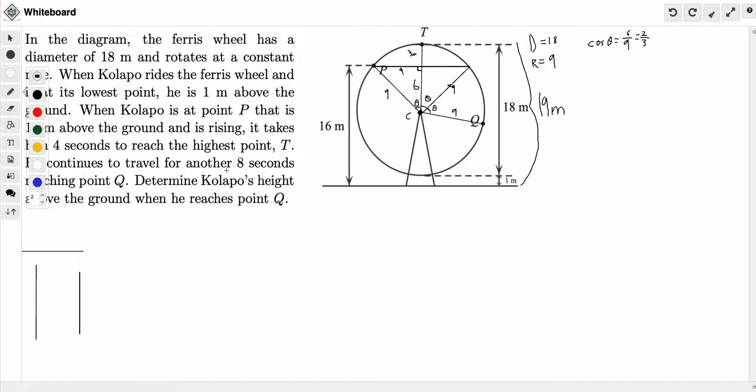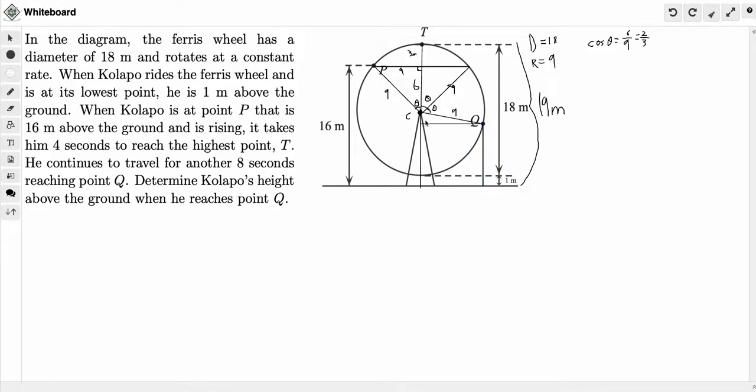Now let's find the height when Kalapo is at point Q. So we have to draw one more triangle in order to do that. First, I'm gonna put a line here that goes from center to the bottom line, and then this line that's perpendicular to that line and goes to point Q. This small triangle right here can help us figure out the distance from Q to the bottom. So that's this.